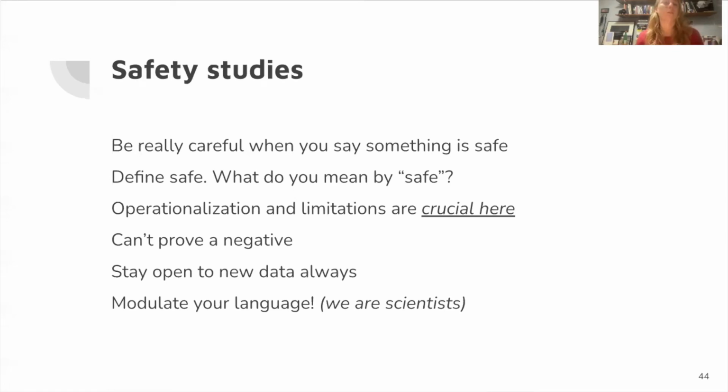And when you write your papers or you describe it, you really need to describe the limitations of your study, the operationalization, the limitations of it, the strengths of it, the rationale. And of course, you can't prove a negative. You can't prove that there's no association. So just remember that and stay open to new data. Modulate your language, because we're scientists, although that can be a little bit of a problem.